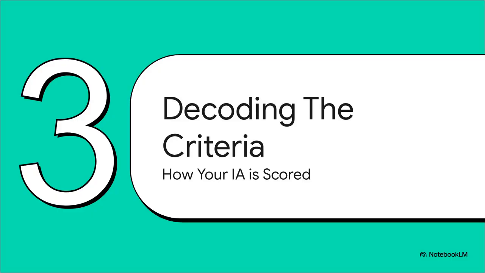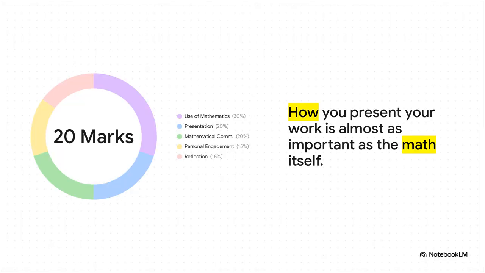Okay, so we've built the structure of our IA. Now let's flip the script and think like an examiner. To really win this game, you have to understand exactly how they're going to score you. So where do these 20 marks actually come from? Take a look at this. Use of mathematics is the biggest slice of the pie. Yeah, it's 6 marks.